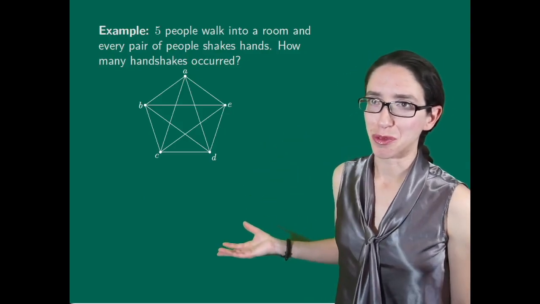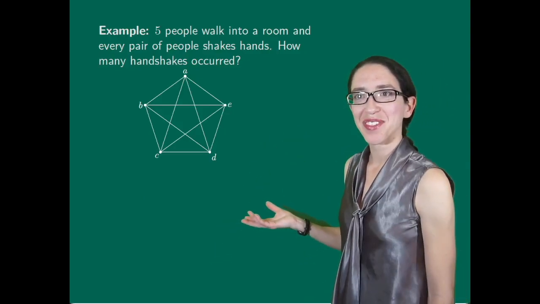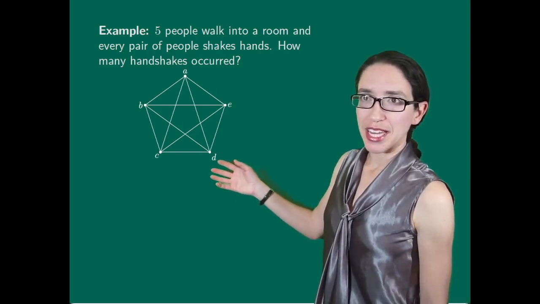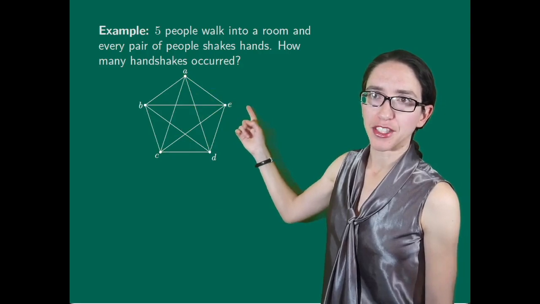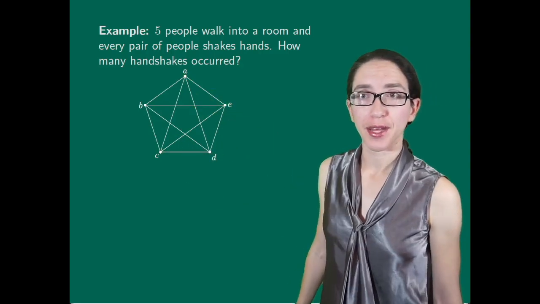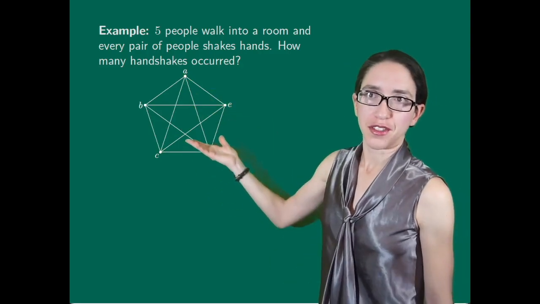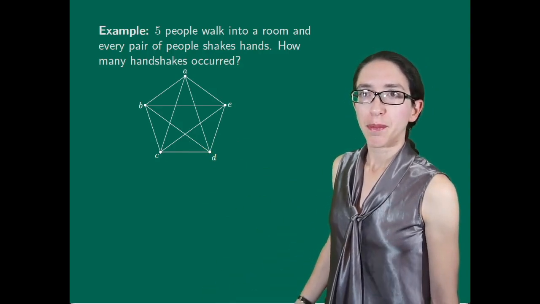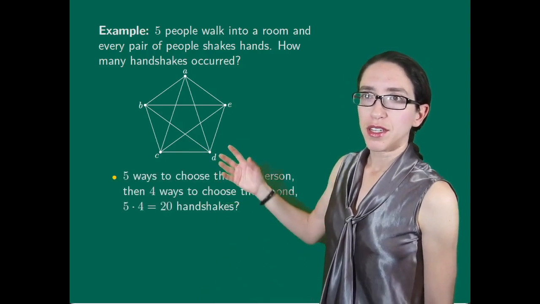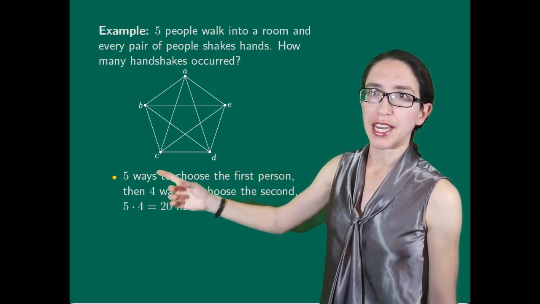5 people walk into a room and every pair of people shakes hands. How many handshakes occurred? So again, remember we draw the people as dots or nodes and we connect them by edges, and so each edge is a handshake. Now, one way to do it is just count the actual edges, and we saw many ways of doing this in the first video, but we can also say, well, a handshake is one person shaking hands with another.